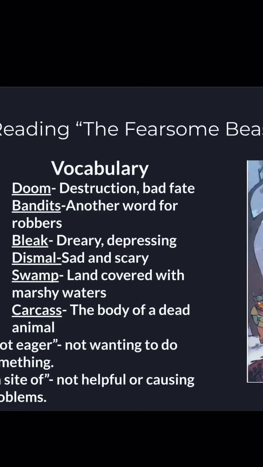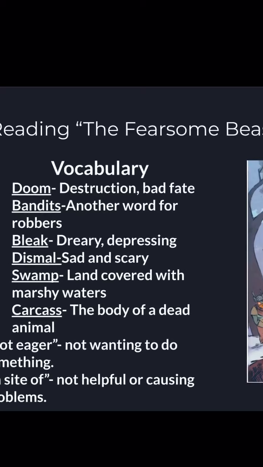Next, bandits. That's another word for robbers. So for example, the bandits got away with the money they took from the bank. Next, bleak. That means dreary or depressing. For example, the empty town was bleak. Next word, dismal. That means sad and scary. For example, the empty house always looked dismal.